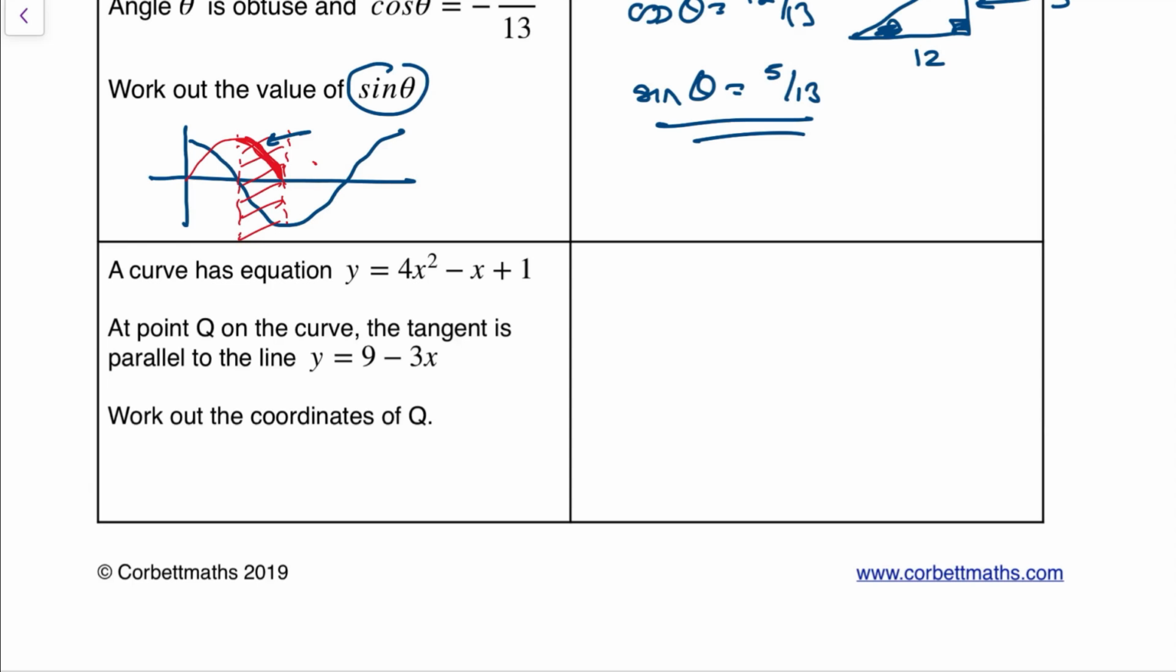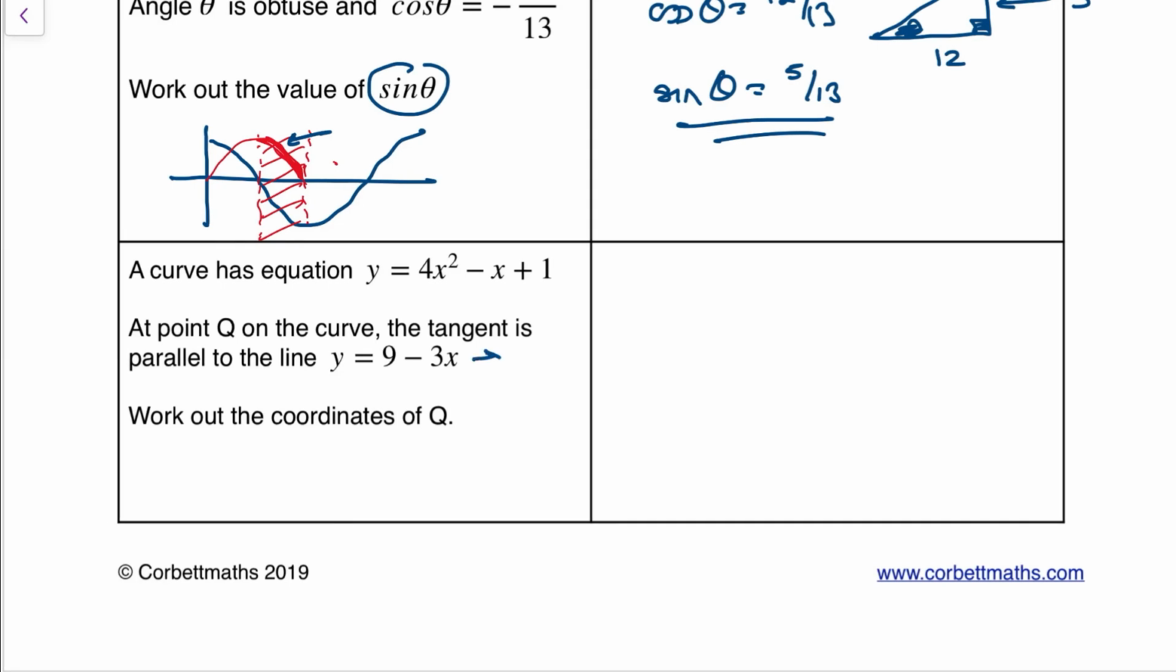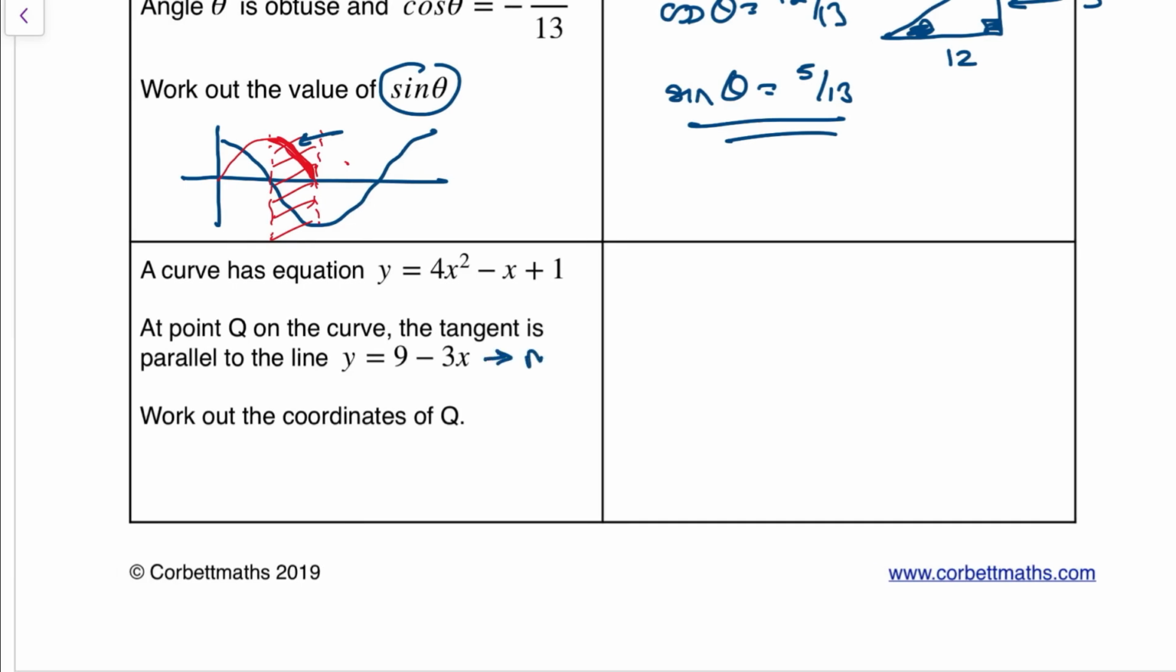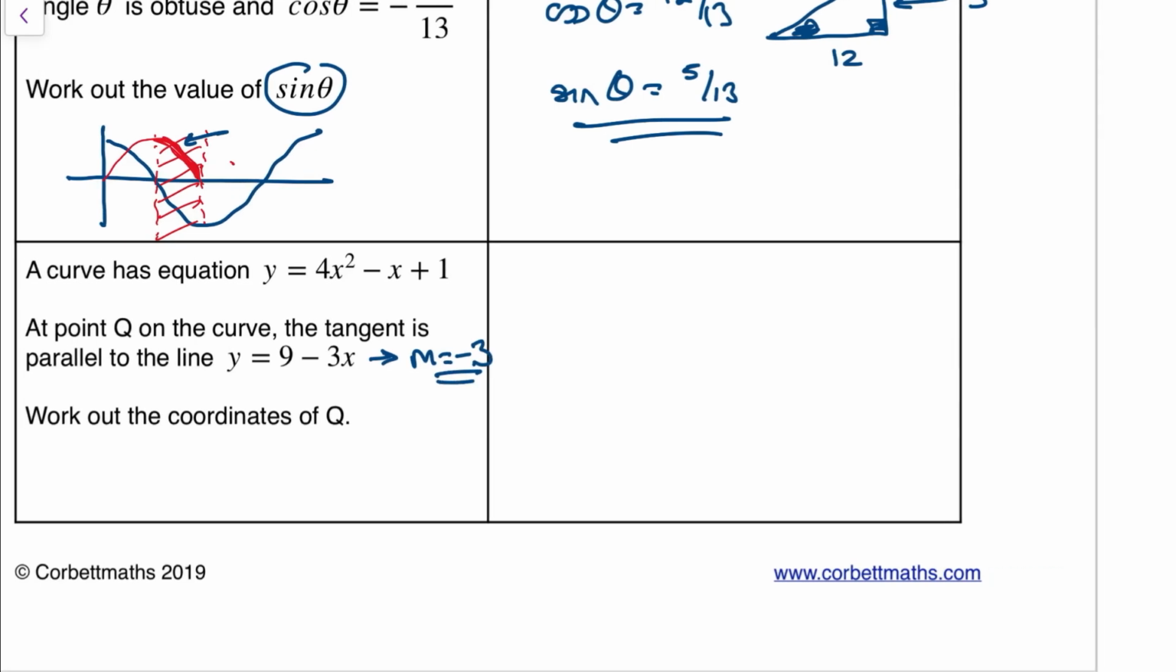A curve has equation, so it's a bit similar to yesterday's question, I think this might be. y equals something. At the point Q, the tangent is parallel to the line y equals minus 3x. Oh, this is clever. Okay, it's not the same as yesterday, it's a different wording. If it's parallel, it means it has the same gradient, which means the gradient is the number before the x, which is minus 3. So what it's really saying is, can you differentiate the equation, which of course I can. That's going to give me 8x minus 1. And can you set that equal to minus 3? Which again, of course I can.